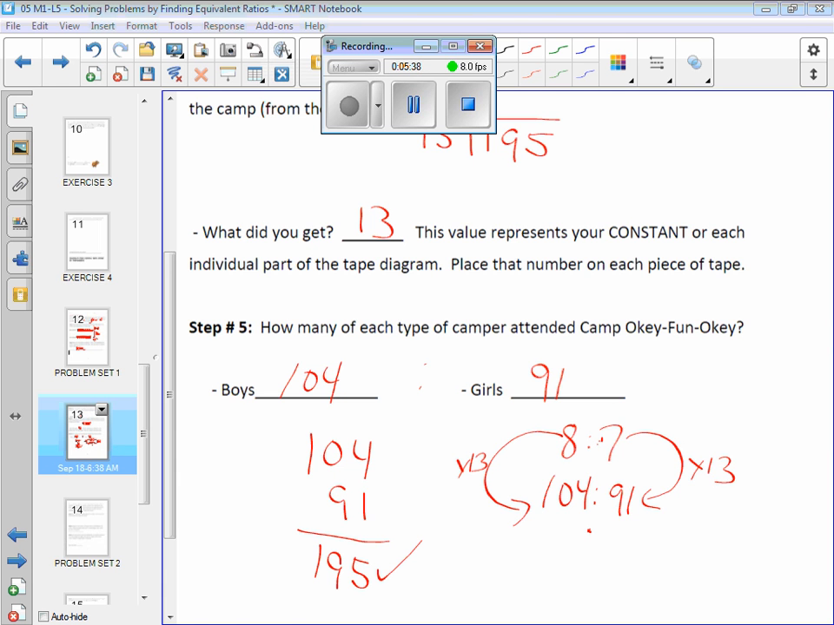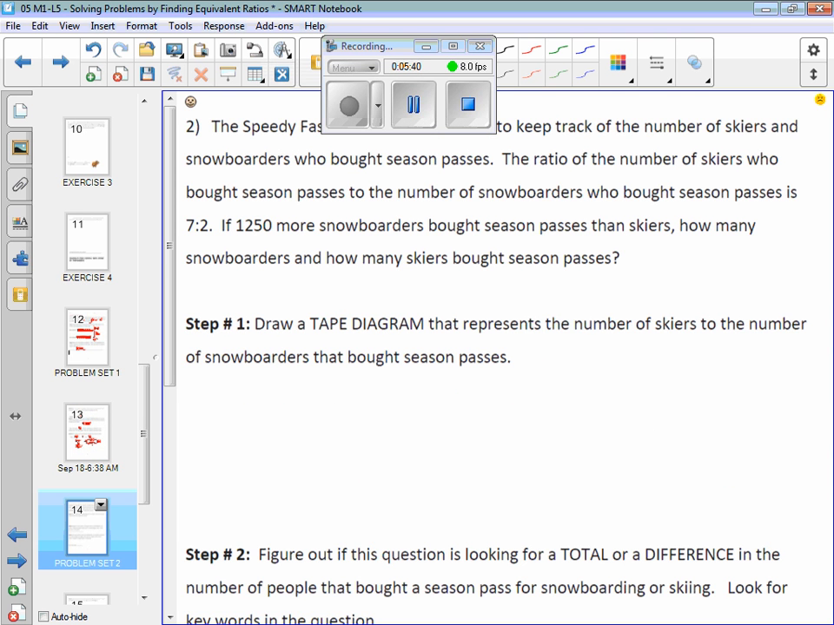Okay? Let's do skiers and snowboarders. There was a mistake. You were the only class that I got to in time to make the change. However, my other two classes were able to figure out that it was a mistake, and they kind of changed it on their own.